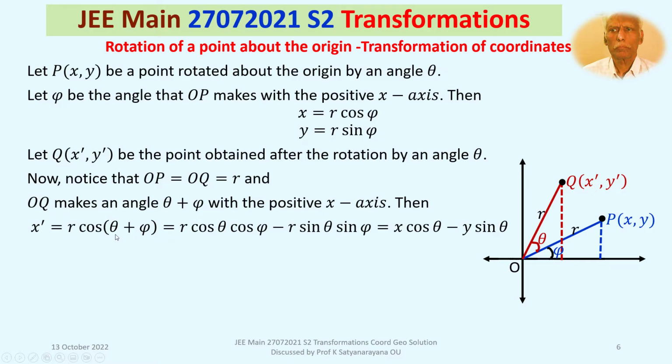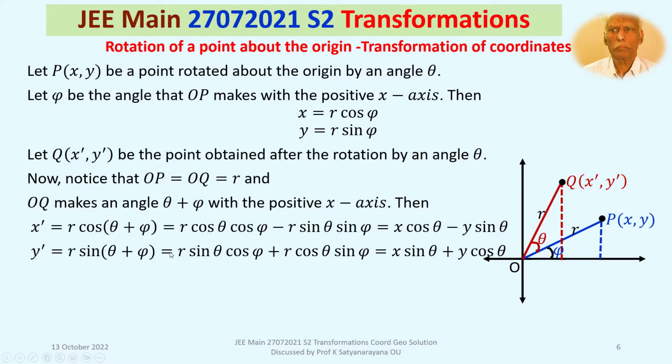That is, r cos of theta plus phi is r times cos theta cos phi minus sin theta sin phi. Since r cos phi is x, and r sin phi is y, this becomes x cos theta minus y sin theta. Then y prime is equal to r sin of theta plus phi, and sin of theta plus phi is sin theta cos phi plus cos theta sin phi. So this is x sin theta plus y cos theta, because r cos phi is x and r sin phi is y.